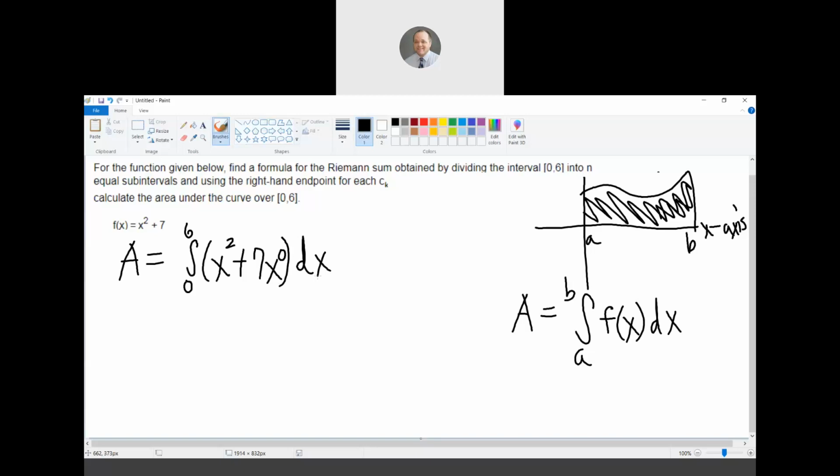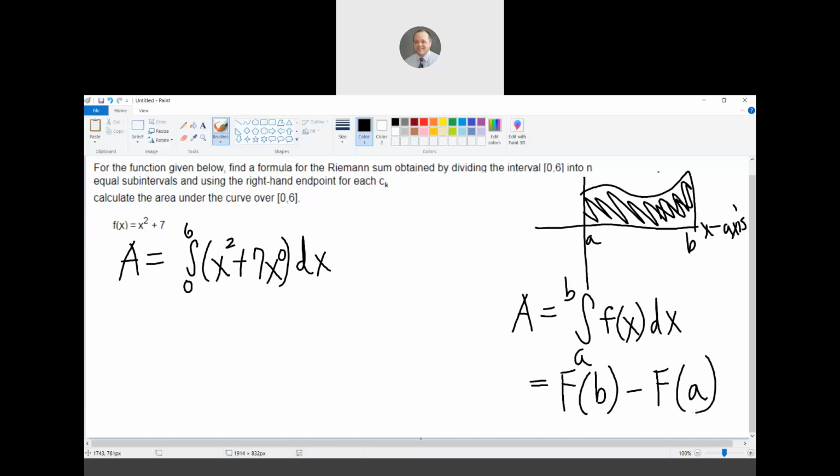Oh, I didn't finish the rest of the fundamental theorem here. When you take the integral to find the area, you just plug in b first into your integral, minus, then you plug a into your integral, the lower limit of integration.